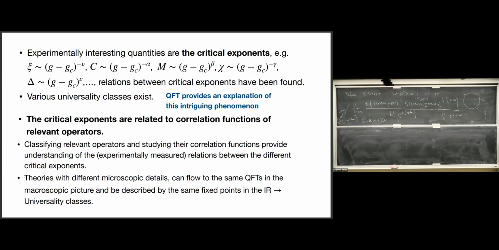And moreover, it is very often the case in quantum field theory that theories with different microscopic details can flow to the same scale invariant quantum field theory in the infrared. And therefore, it naturally explains the different universality classes that emerge.